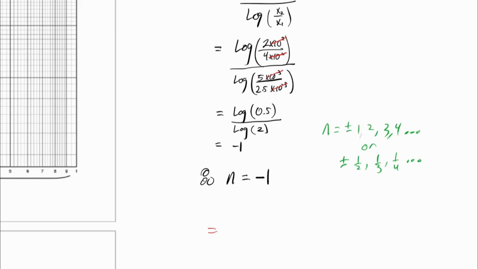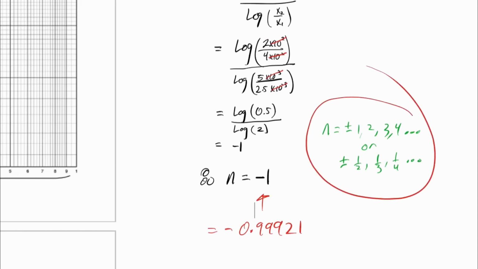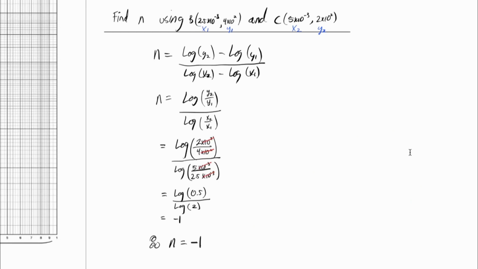Same thing if you got something like this, negative 0.99921, whatever. Again, the closest would be the negative 1. And that is what you round it off to. You always round it off to one of these values here. And for the next step, you work with the rounded value for n, not the original, but the rounded one. Now we have the value for n.